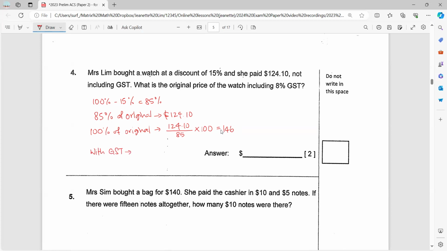So 146 is 100%. Again, I'll define 1%, so divide by 100 straight away. Then times 108. Not 8%, but 108. You want to find the price that you have to pay including GST, not just the GST itself. So 157.68.